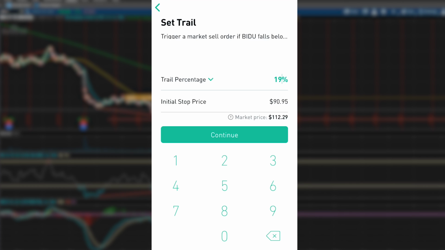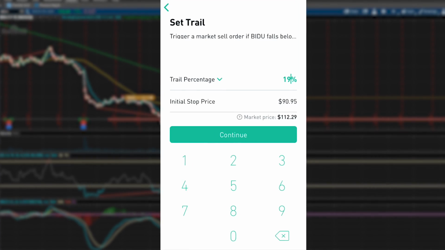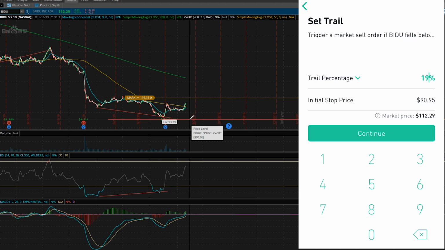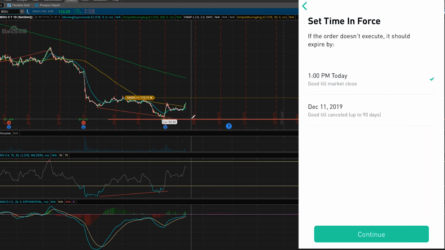Now you see the initial stop price is 90.95. And you can see on TD Ameritrade's Thinkorswim, right where we put our stop loss level is about 90.95. That's pretty much dead on. So we're going to do that. We have one share. We're going to set a trailing stop loss for that share at 19%, which initial stop price is going to be 90.95. So we hit continue. We want it good till canceled, which is 3 months.